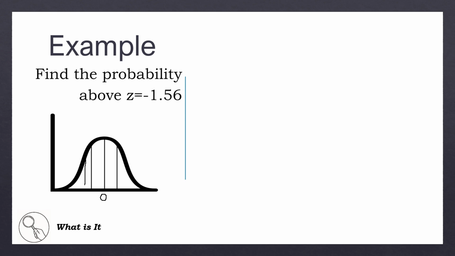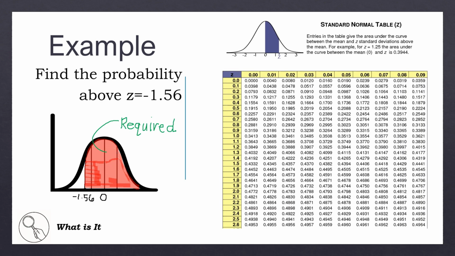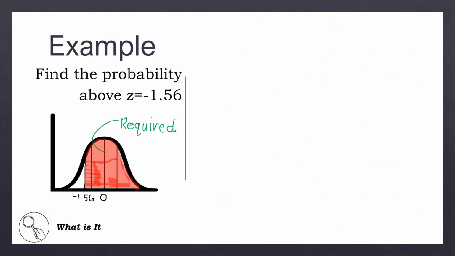Sa example naman na ito ay hahanapin natin ang probability above z equals -1.56. Gaya ng ginawa natin sa unang example, we will draw the normal curve and let us shade the required area. Then let us find the value equivalent to z equals -1.56 from our standard normal table. We found the intersection of the z-score value to be 0.4406. Is this the required area? No. This is just the area between z equals 0 and z equals -1.56.